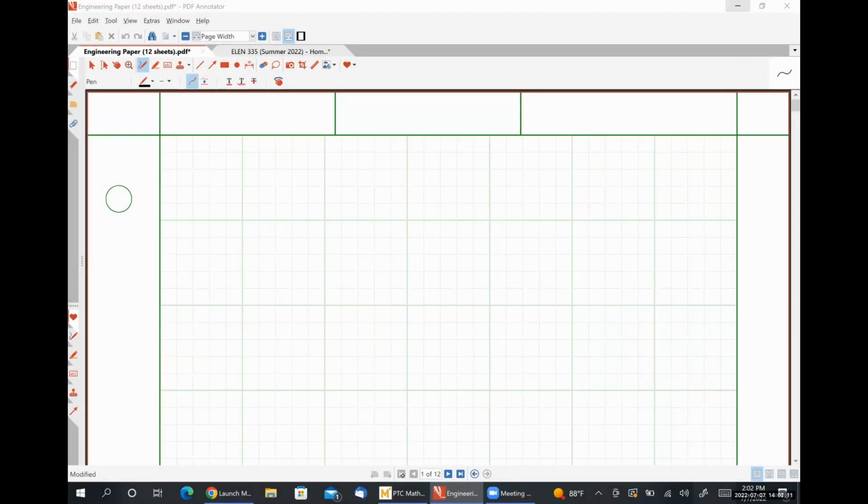So what we're going to be talking about today is the concept of transient analysis. Okay. So what transient analysis literally means is that we are going to be analyzing a circuit when it is in a state of transition.